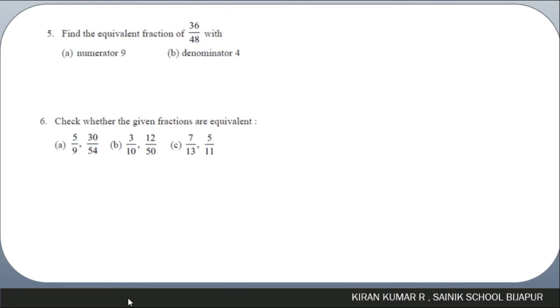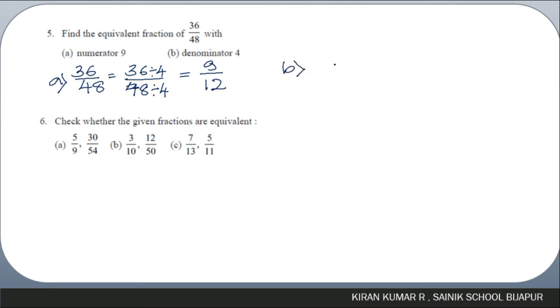Question number 5. Find the equivalent fraction of 36 by 48 with numerator 9. The given number is 36 by 48, and we have to get the numerator as 9. It's possible when 36 is divided by 4. So 48 also has to be divided by 4, we get 12. This is how we get the equivalent fraction.